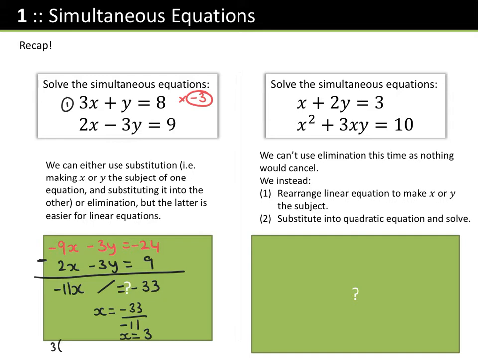I'm now going to substitute x back into this equation here. So I'm going to get 3 lots of 3 plus y equals 8. So I'm going to get 9 plus y equals 8. So y equals 8 minus 9, which is minus 1. So I've got my two solutions.